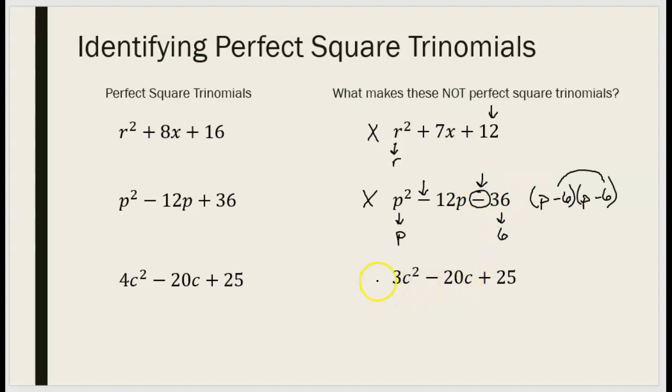Okay? And this last one, why is this one not a perfect square trinomial? The constant is a perfect square. The c squared component of the leading term is a perfect square, but the 3 is not. So again, we can take the square root of 3, but it's not a perfect square, meaning we don't end up with a whole number square root. All right? Okay, moving on.